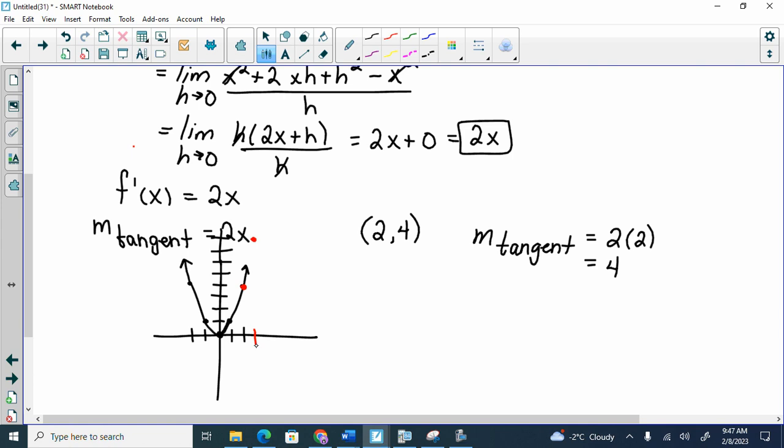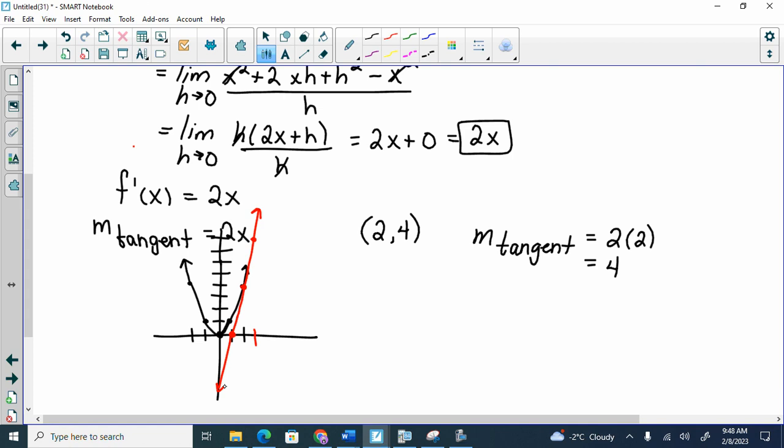Keeping in mind this is not graph paper, so not the most accurate. Then if I go from this point, and instead of going up 4, right 1, what could I do? Down 4, left 1. And if I connect these, I get a tangent line. And you can do that for any point on the graph of x squared.